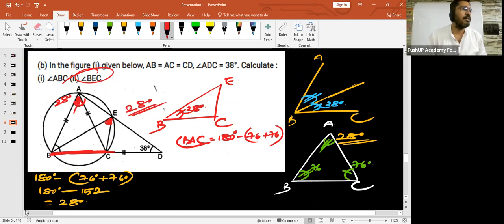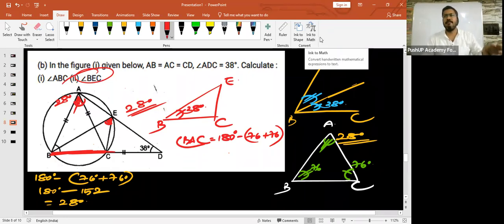28 degrees. Will you write the statement and the reasons on your own? How did you get BAC as 28 degrees? Angle sum property of a triangle. How did you get angle BEC as 28 degrees? Angle subtended by the same chord on the circumference. All right. Fine, children. It will become easy after a while. Now we are just building upon the core concepts.